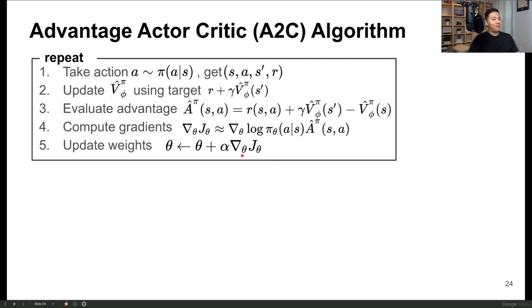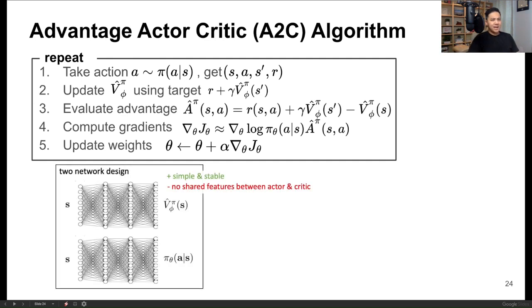Similar to what we've seen before, right? There is a couple of design decisions here. You can use a two-network design, one for the critic, one for the actor. The plus side is that it's really straightforward and simple for thinking purposes, but it also doesn't share any parameter or feature between the actor and critics.